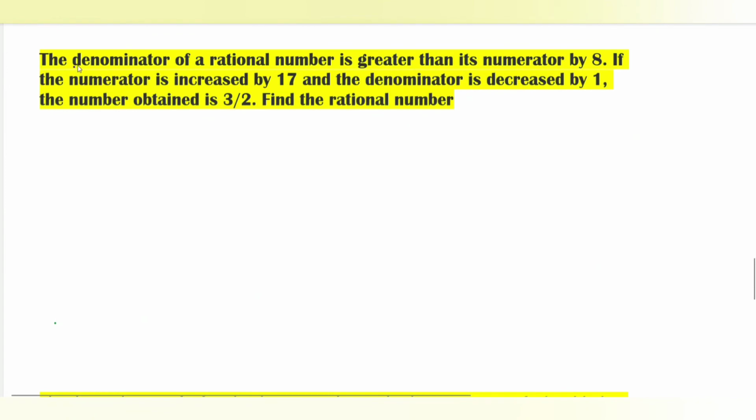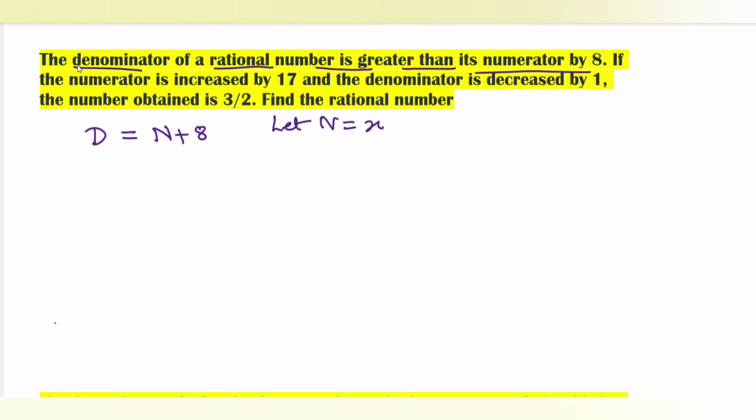Here it is said that the denominator of a rational number is greater than its numerator by 8. Again, let the denominator be d. d is greater than the numerator. Say, by how much? 8 more. n plus 8. So we will assume the numerator as x, so we will get the denominator as x plus 8. So this is how we do.